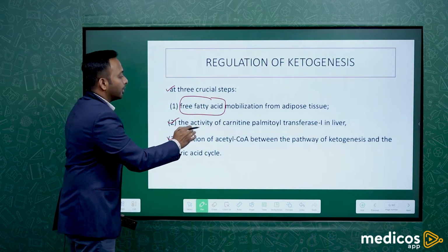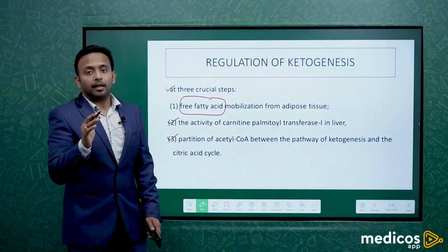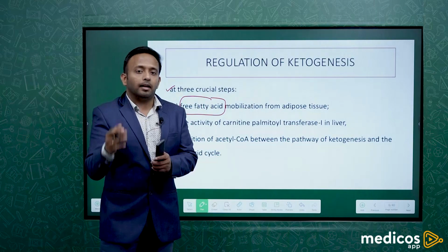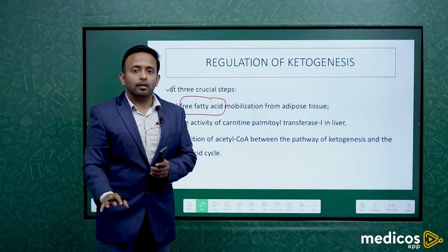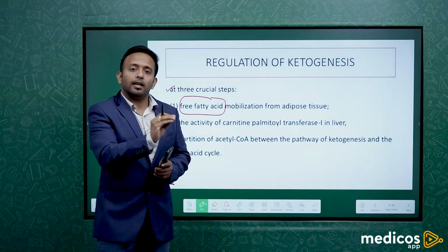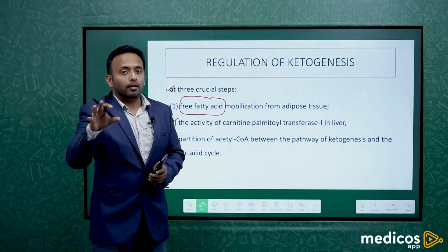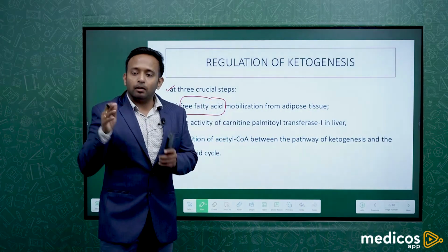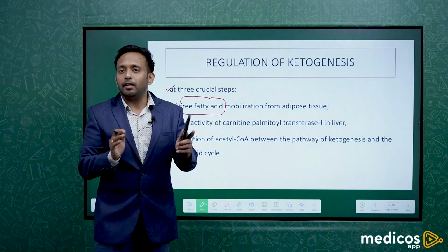Then, partition of acetyl CoA between the pathway of ketogenesis and the citric acid cycle. If the citric acid cycle is running very fast, then ketone body generation will be minimal. If the TCA cycle is running at minimal, then ketone body generation will be fast, because the same substrate will enter 2 doors. If one door is closed, the other is always open and it is flooded.